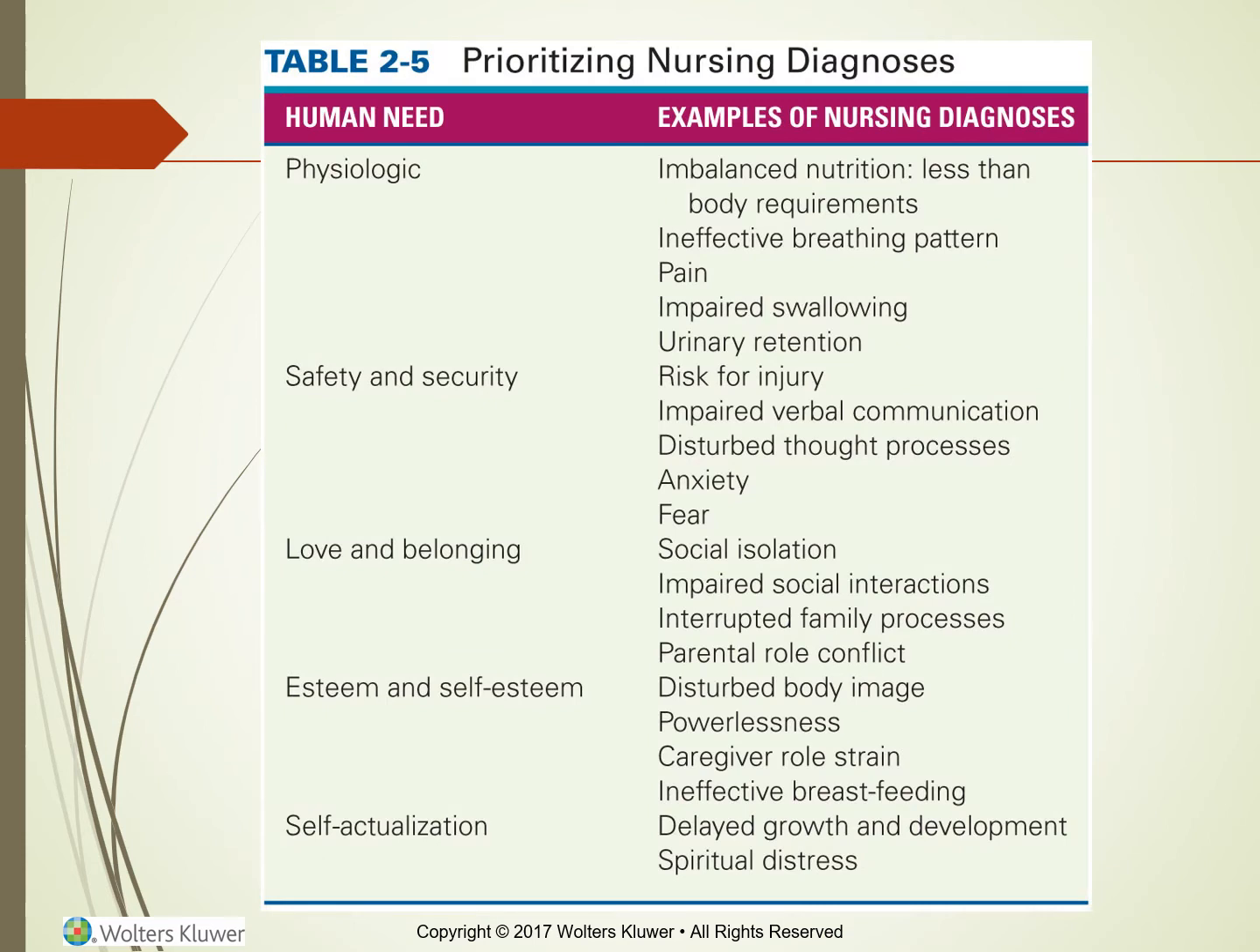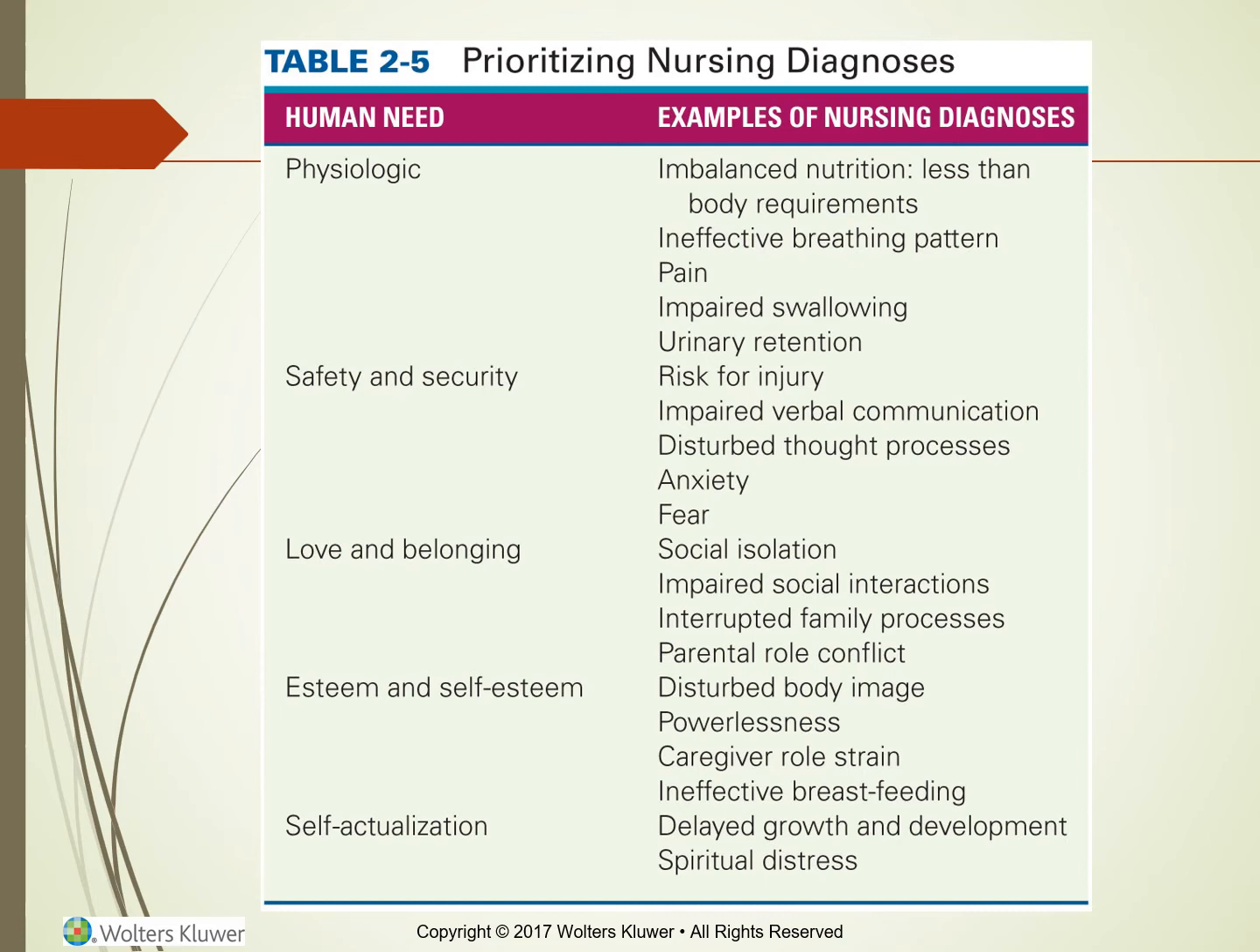This table explains prioritizing nursing diagnoses. Physiologic examples of nursing diagnoses would be imbalanced nutrition, less than body requirements, or ineffective breathing pattern, or pain, or impaired swallowing, or urinary retention. Those are physiologic problems with nursing diagnoses. Safety and security, the human need, you would use risk for injury, impaired verbal communication, disturbed thought processes, anxiety, and fear.